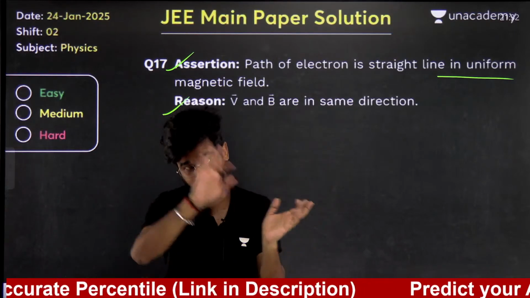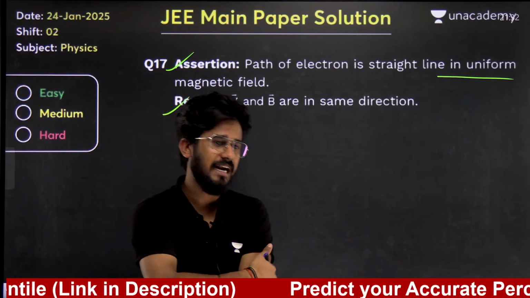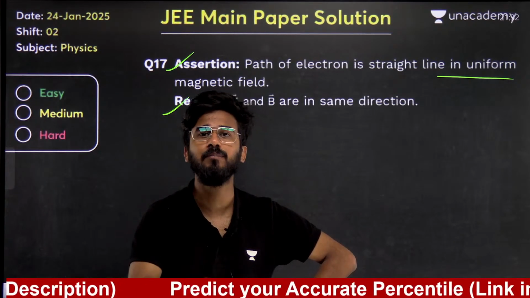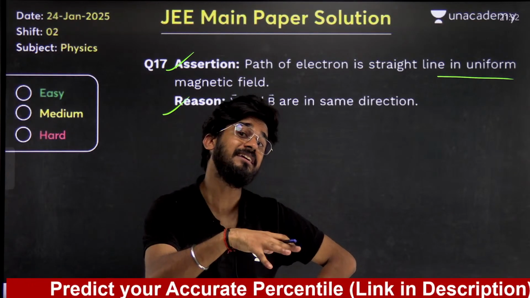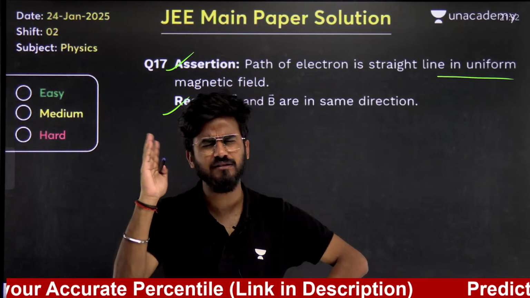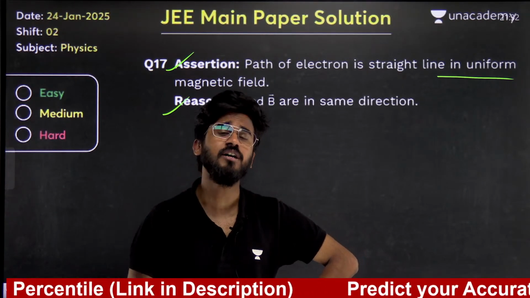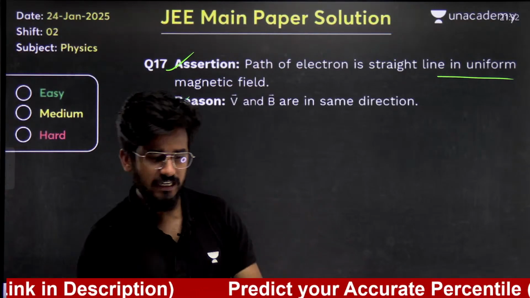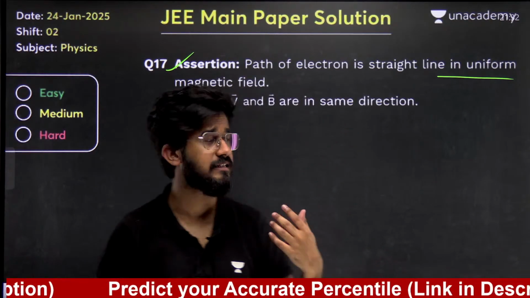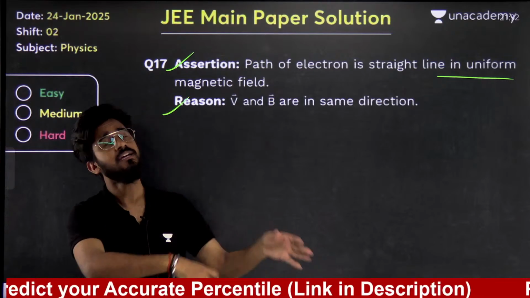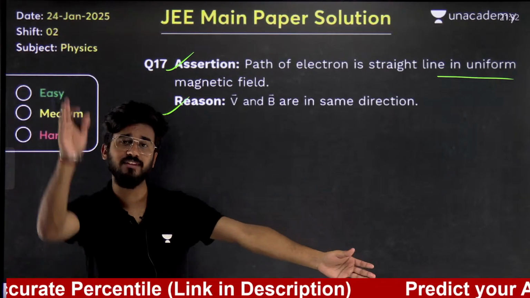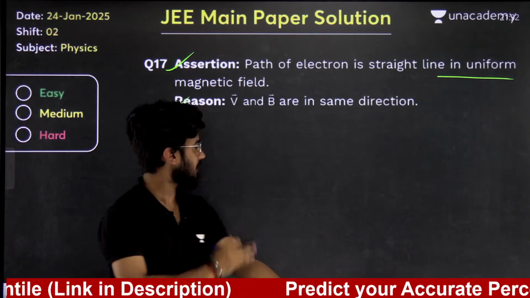And if some other question was asked, saying that the velocity and magnetic field are perpendicular, then the path would be a circle. So write these down, or just remember these things: if the angle between them is 0, then the path is a straight line. If the angle is 90 degrees, the path is a circle. Then next question.